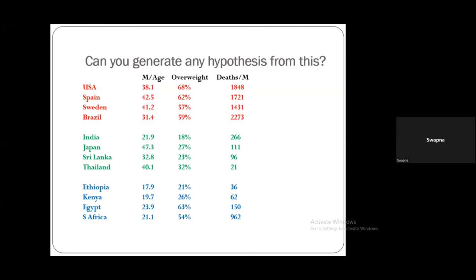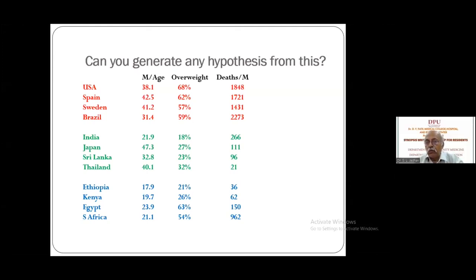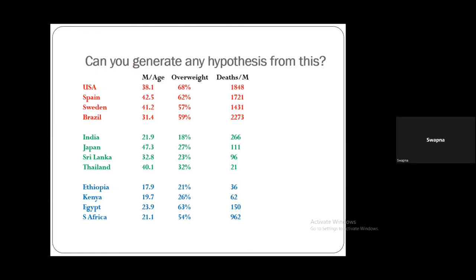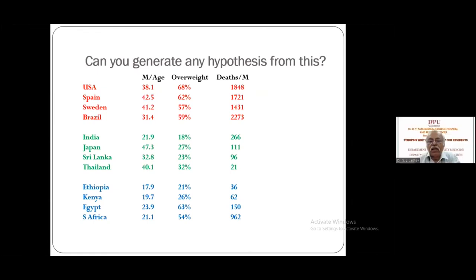However, one distinct thing here is that the overweight percentage is almost 60% in the Western countries, around 20% in the Asian countries, and mostly around 20% in the African countries. And I can generate a hypothesis. I'm just giving it for example purposes: that overweight is related to death from COVID. This is my hypothesis.